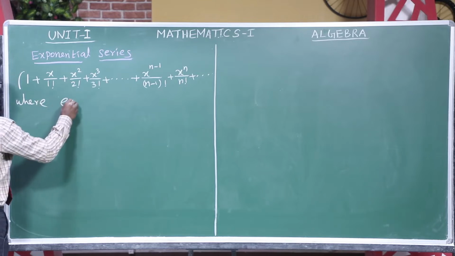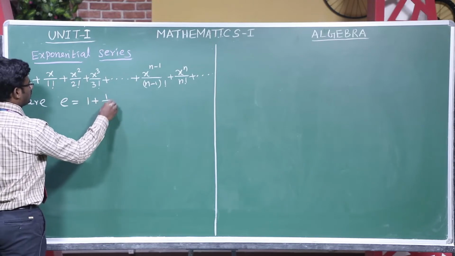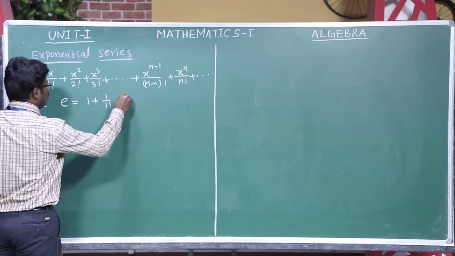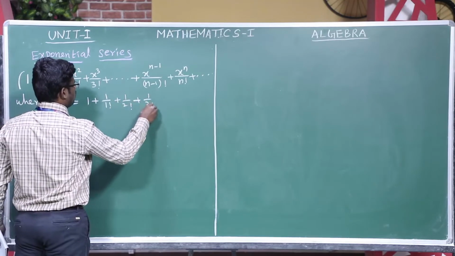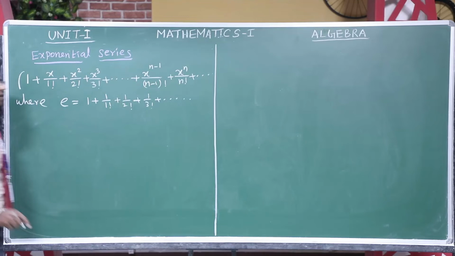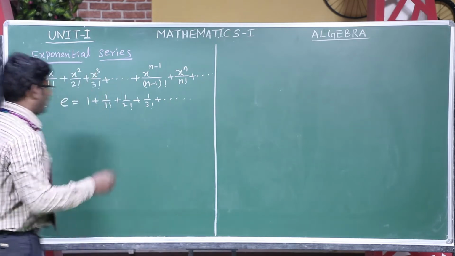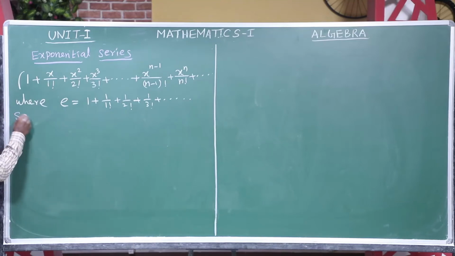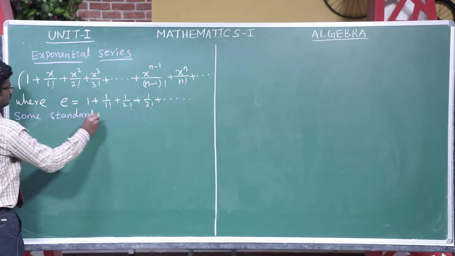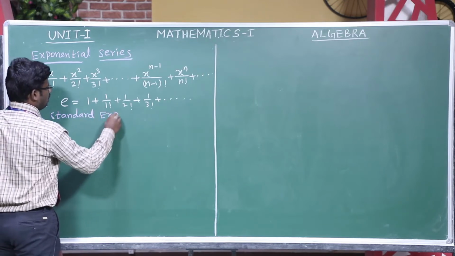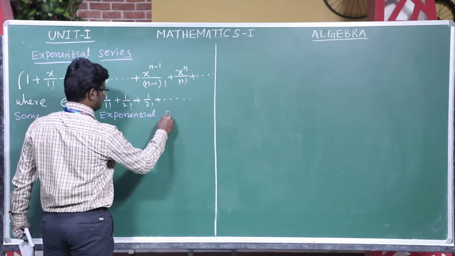e is equal to 1 plus 1 by 1 factorial plus 1 by 2 factorial plus 1 by 3 factorial plus up to etc. It's going on. Then some standard exponential expansions. I will give some formulas. Some standard exponential expansions.